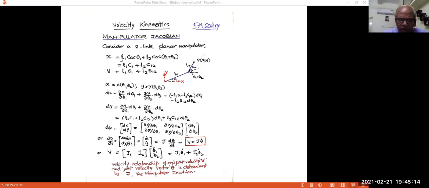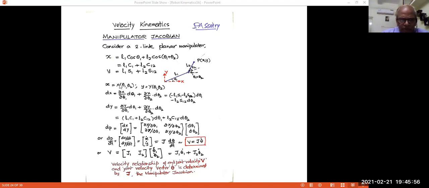x is equal to L1 cos theta 1 plus L2 cos of theta 1 plus theta 2, where theta 2 is the angle between L1 and L2. Therefore, along the x-axis, the component will be L2 cos(theta 1 plus theta 2). I write cos theta 1 as C1, and cos(theta 1 plus theta 2) as C12 for brevity. So x is L1 C1 plus L2 C12. Similarly, y is L1 S1 plus L2 S12.